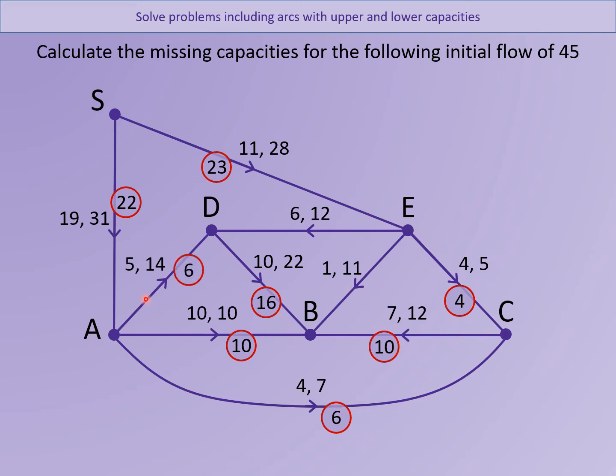I could also do this one. 22 flowing in, 6, 10, 6 flowing out. Has to be 6. So you could do them in any order you like. This one's going to be 10 here because 6 and 10 make 16. And of course, back to the last one I just said, this one just here is going to be 9 because it has to flow in to make 45. So however you did that, it doesn't really matter. There's different ways of doing it, but well done if you got those as the minimum flow.